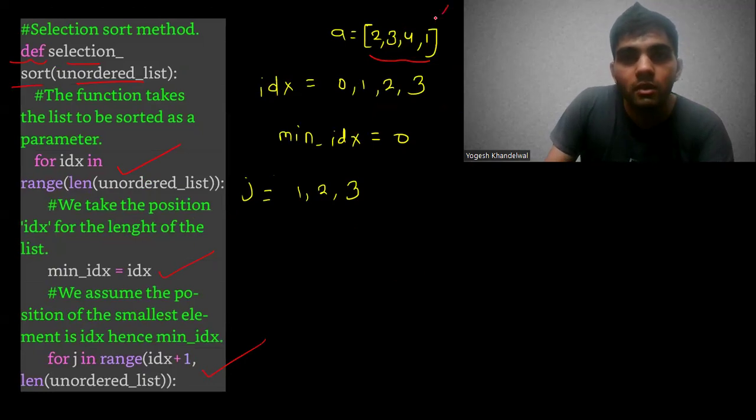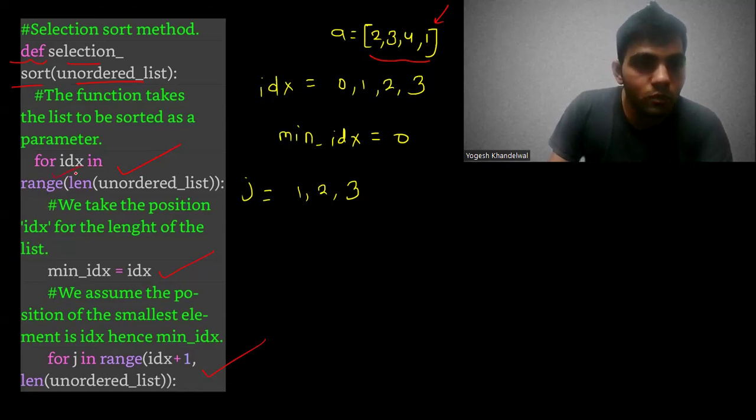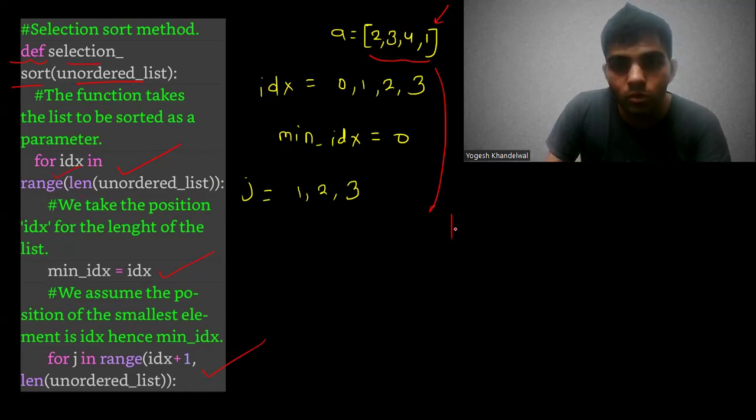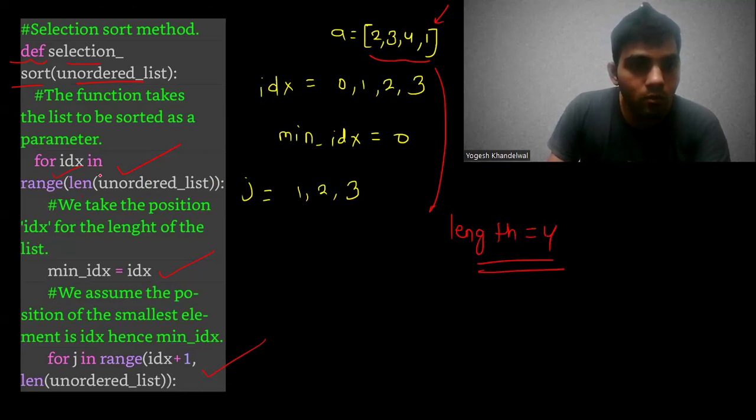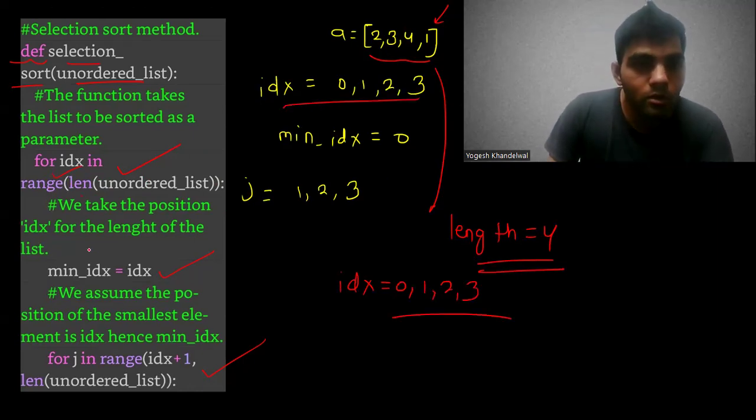Let's say we have this unsorted list 2 3 4 1. So how will this algorithm run and sort this? Initially if we check this for loop, our list length is 4. So what are the different values idx can take? idx can take 0, 1, 2, 3, like I have defined here according to this for loop.